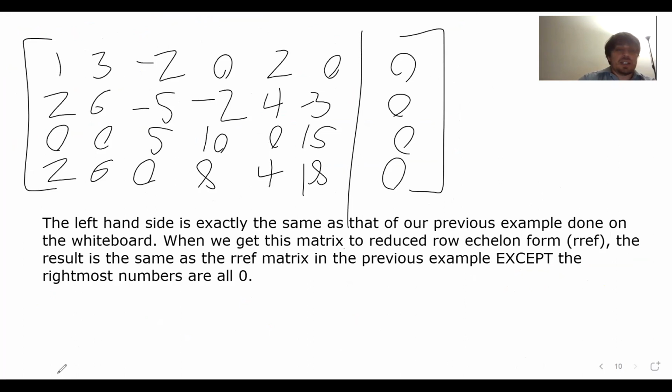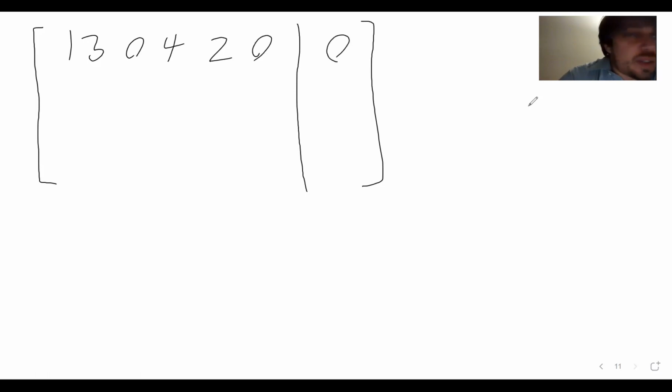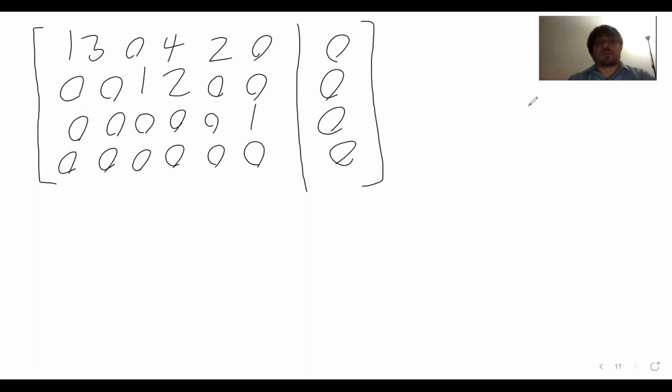And so that matrix, if I can fit it, I'm doing the next page. So on the next page, I'm just going to write the reduced row echelon form of this matrix, and it's going to be the same as that example, except with all zeros on the right-hand side. So you have 1, 3, 0, 4, 2, 0, and then a 0. You have 0, 0, 1, 2, and then 0, 0, and a 0 here. You have 5 zeros, 1, 0, and then a 0, and then you have all zeros here. Okay, so now this is the result in reduced row echelon form of that matrix.